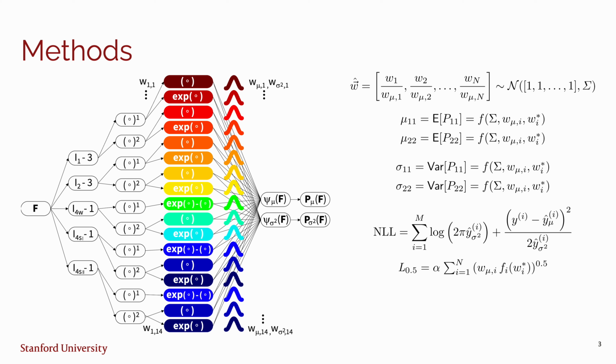Using probability theory, we can analytically compute the mean and variance of the stress for a given input strain. Then to train the model, we minimize the negative log likelihood, or NLL, of the data under the model distribution and introduce LP regularization to promote sparsity.